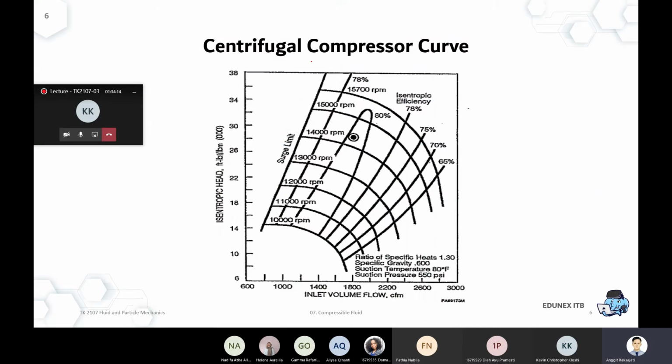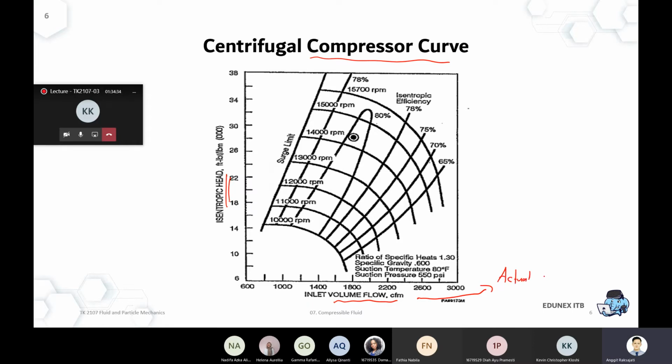Okay, again, same thing, compressor curve. Inlet volume flow, you get a head, you get different efficiency. Okay, very similar to a pump. Some things that have to be emphasized.